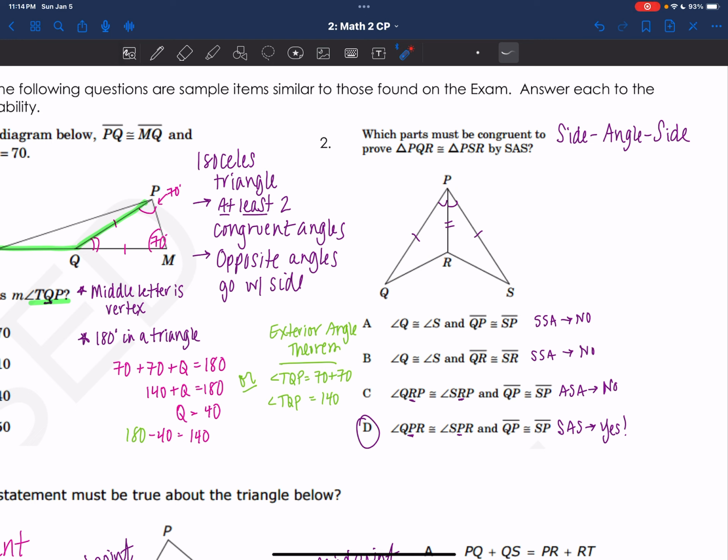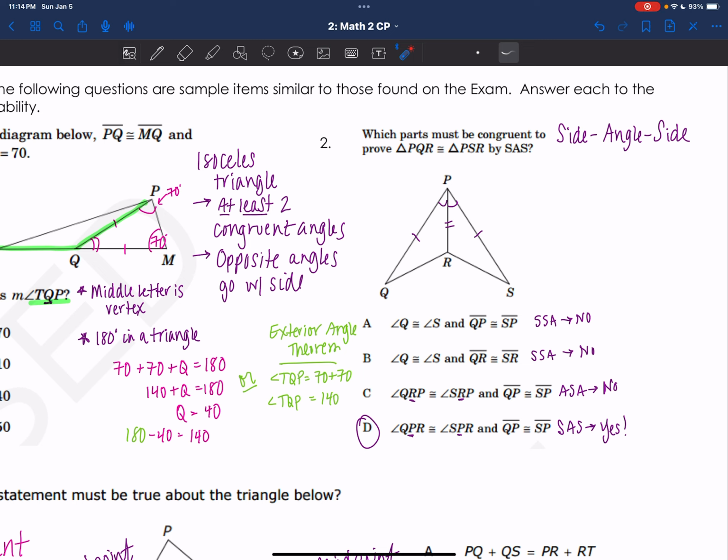And then here, remember, you want to go in order of how it's written. Here we want angle side angle. So we did QRP, so that's this angle, and then SRP, there. And it's saying QP and SP. So that's angle side angle, so that's a no.